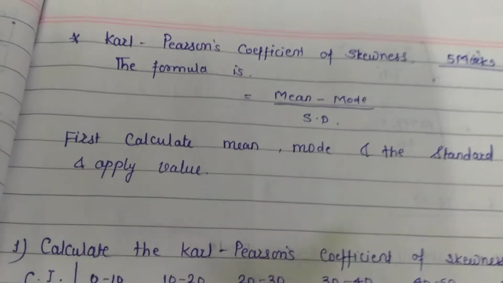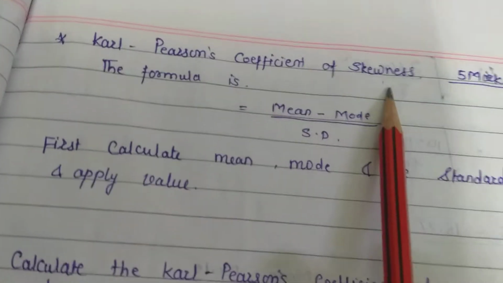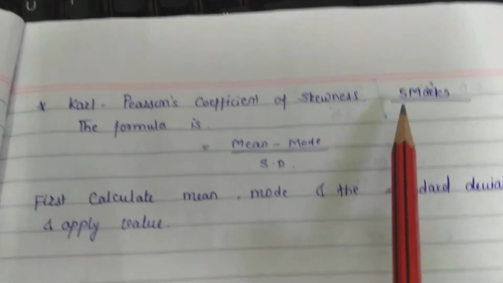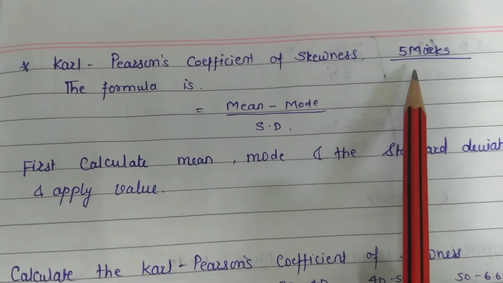Hello everyone. In today's topic we are starting a new topic of statistics, that is called Pearson's coefficient of skewness. This topic is compulsory for 5 marks. That means there will be a compulsory question depending upon this topic for 5 marks.